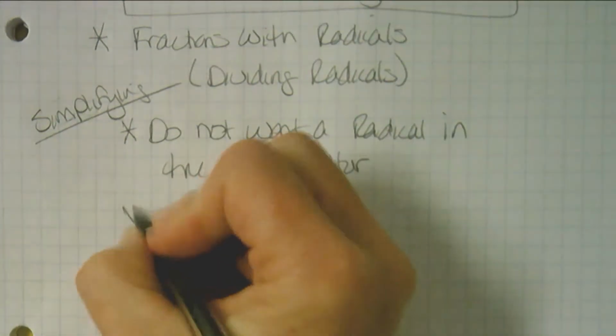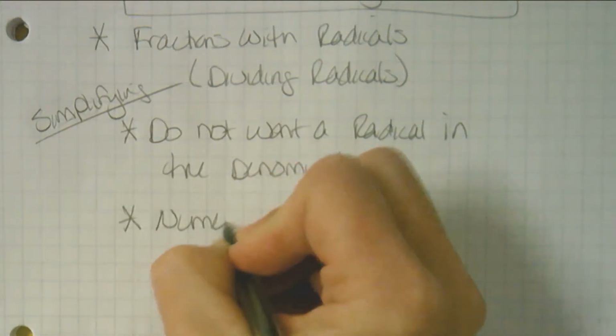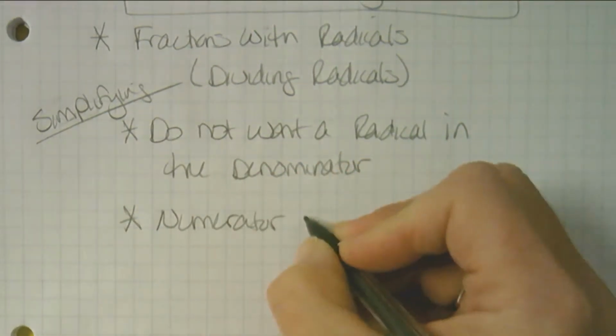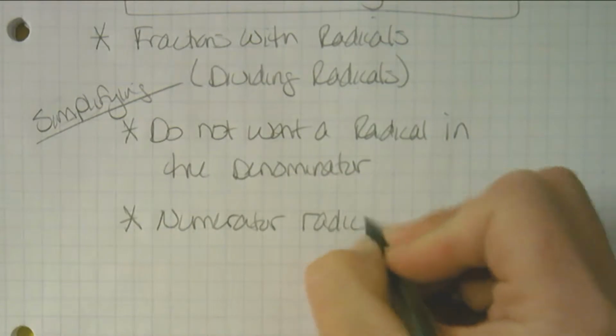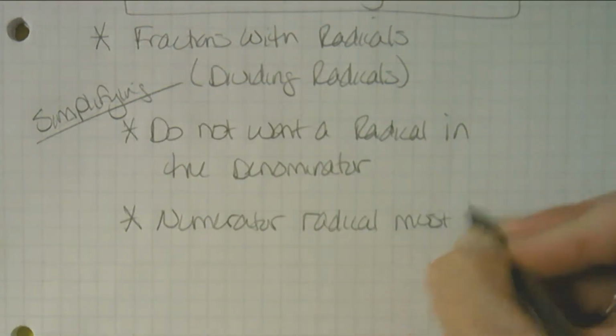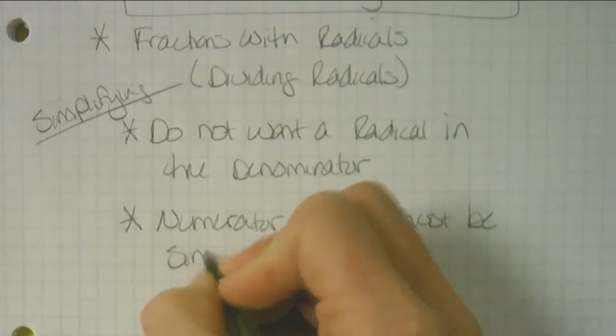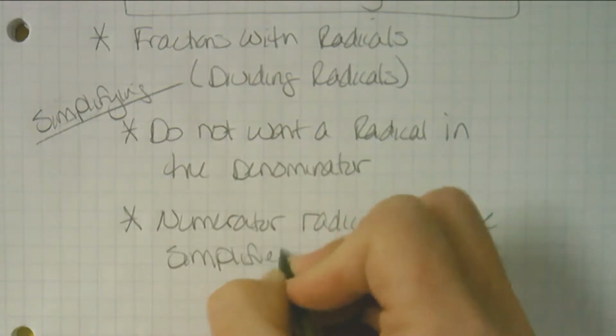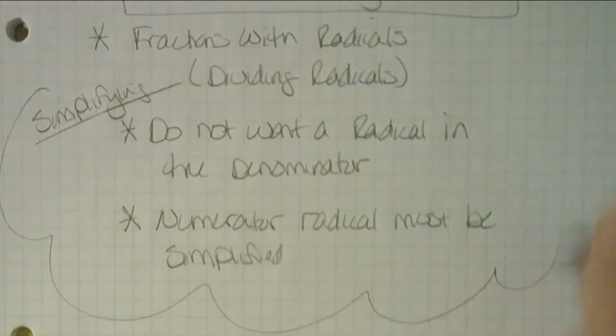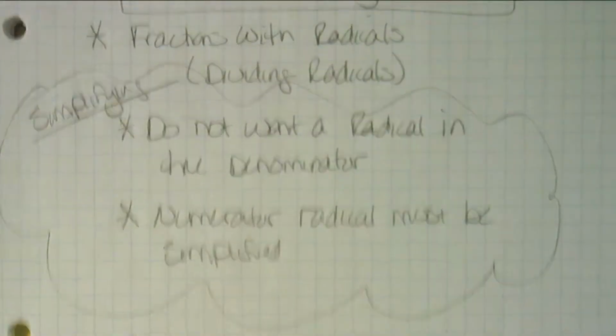And the other thing is the numerator radical must be simplified. So these right now are going to be our goals.